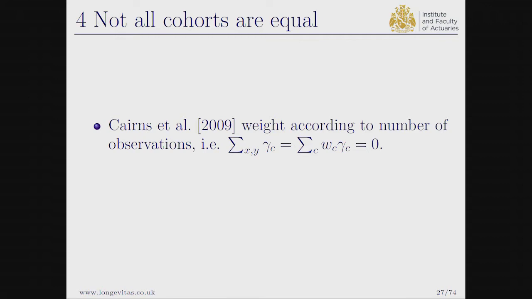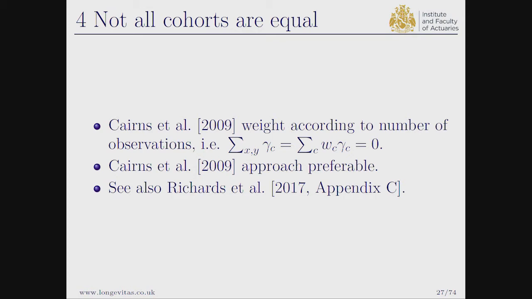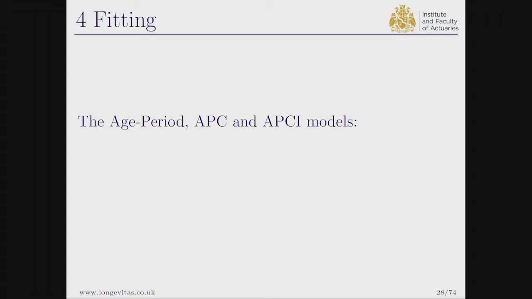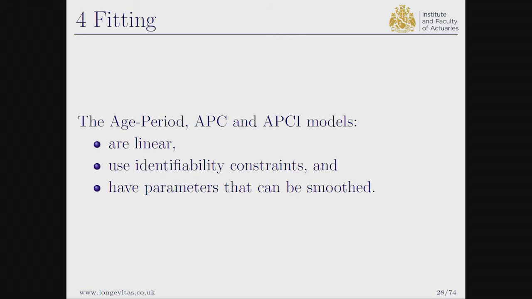So we think that this is a preferable approach to dealing with cohort terms, so we've adopted this. There's more details on this approach and weighting cohorts at the back of the paper in Appendix C. So looking at the age period cohort and the APCI models, they're all linear. They all need identifiability constraints if you want to nail down a particular parameterization. And they all potentially have parameters that could be smoothed.